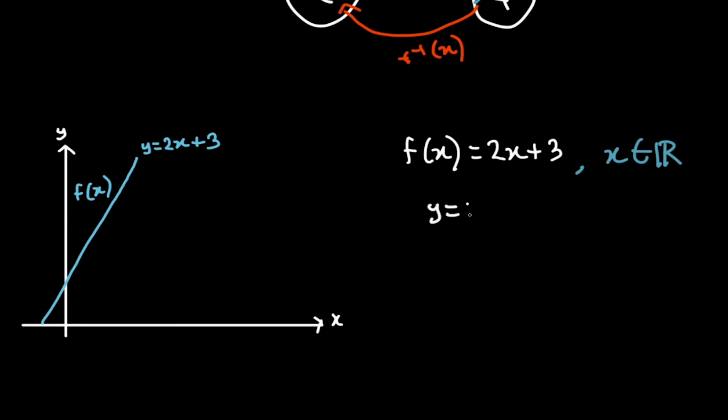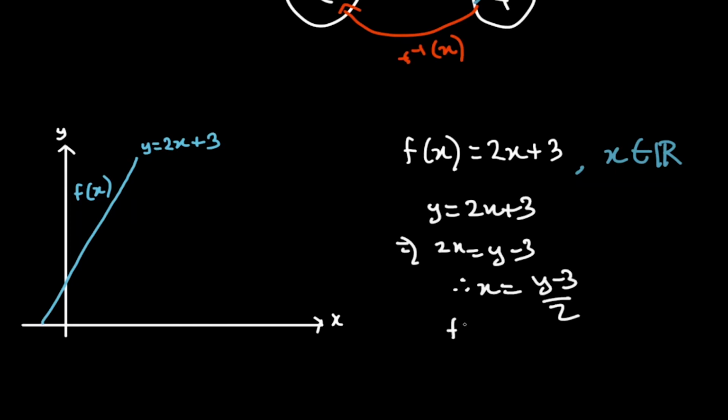Let's denote y equals 2x plus 3, and to find out the inverse function, we do the following. We reverse the input and the output. We make y the input of the equation. So we do that by making x the subject of the equation. 2x equals y minus 3, and therefore x equals (y minus 3) by 2. So the inverse function is (x minus 3) by 2. I'm replacing y by x because I told you before that y is an arbitrary variable, right?